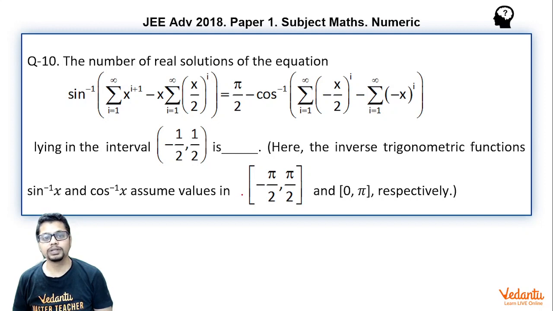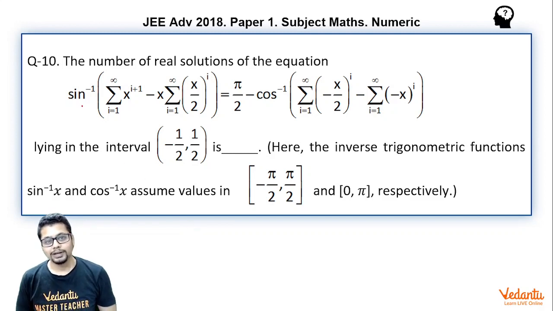So here the inverse trigonometric functions sin inverse x and cos inverse x respectively assume values in minus pi by 2 closed to pi by 2 closed, and 0 closed to pi closed. Now pi by 2 minus cos inverse of anything is sin inverse of that thing. So that essentially becomes sin inverse of the first expression equal to sin inverse of the second. That means the first expression equals the second.